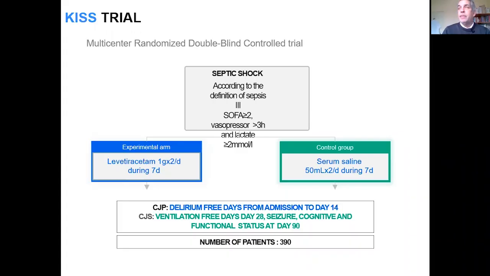Why levetiracetam? Preliminary studies done in our laboratory at the Pasteur Institute have shown that, in addition to its anti-epileptic properties, levetiracetam can modulate microglial activation. Therefore, we have decided to carry out a clinical trial of levetiracetam in septic shock patients in order to assess whether it can increase the number of delirium- and coma-free days. And this clinical trial will start soon.